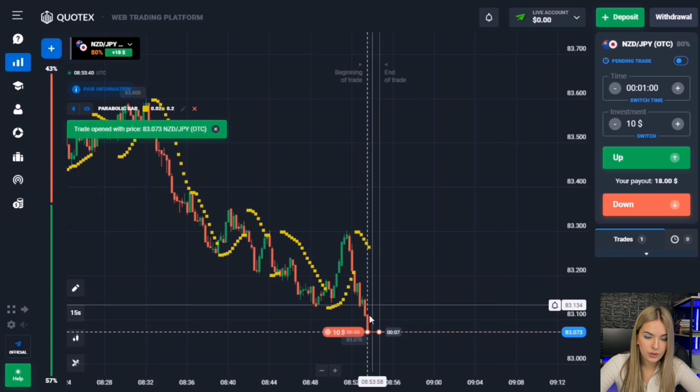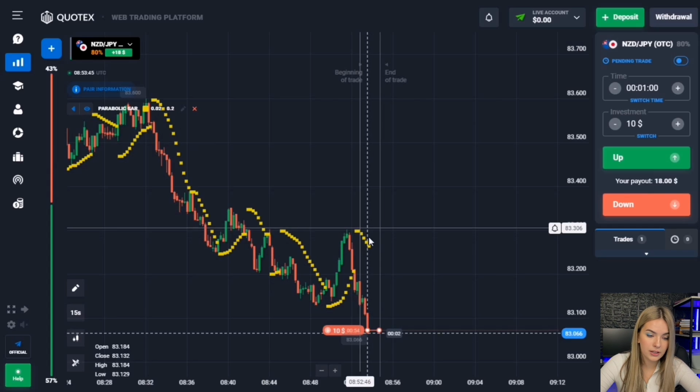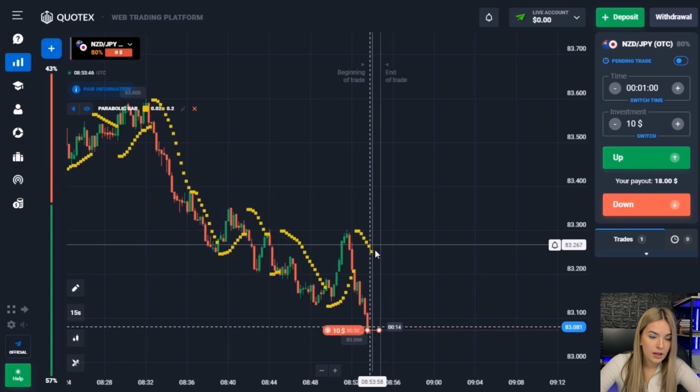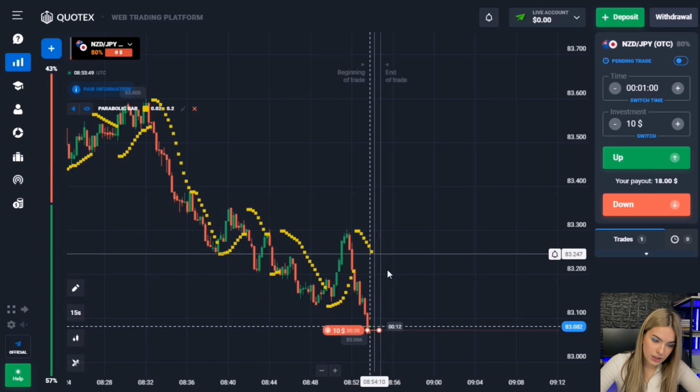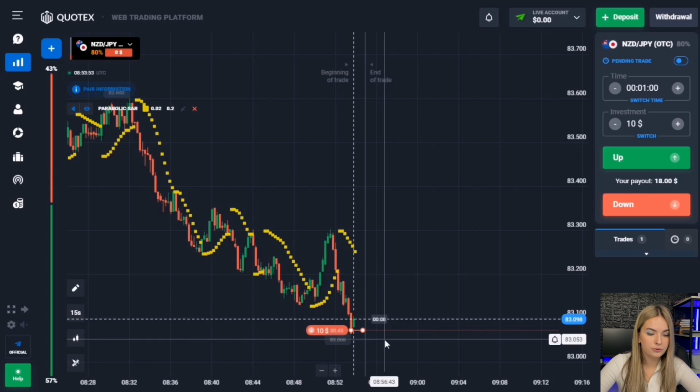Our indicator also tells us that the price will fall in the near future since several points have already appeared above our chart. Since the price has good potential, I think that within a minute the price will still fall. So guys, let's wait for the end of our deal.